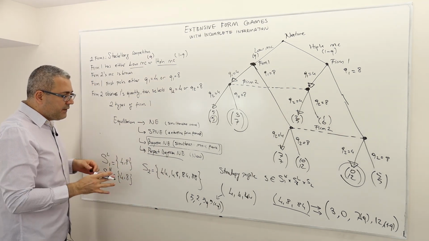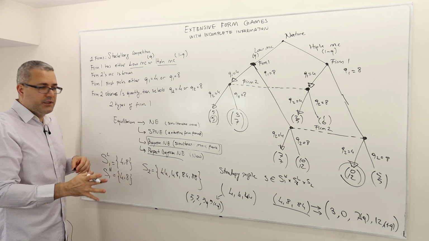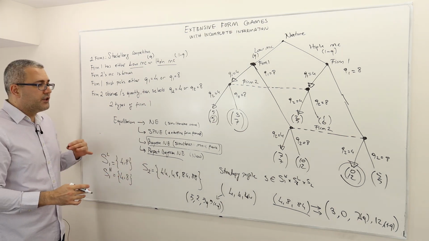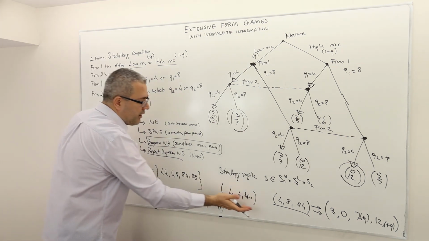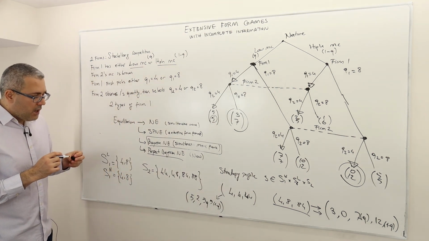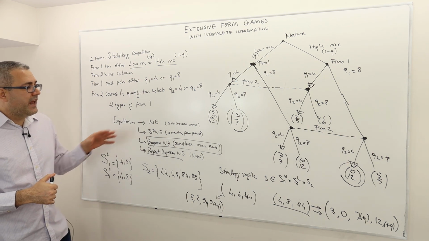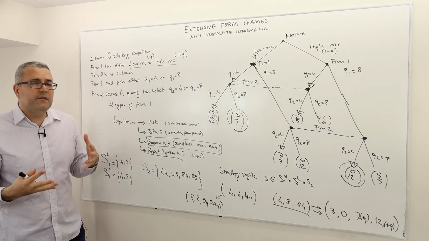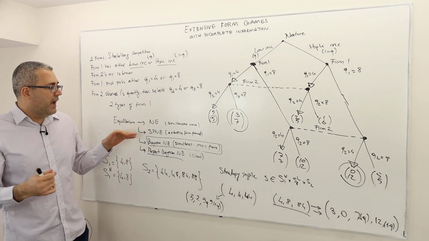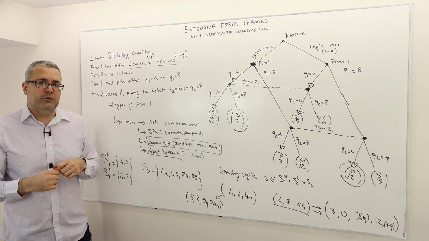So yes, this is how we write the strategy for each player and each type. And this is what a strategy profile will look like. Well, the question is, what is the Nash equilibrium of this game, or how do we find the Nash equilibrium of this game, and how do we find the subgame perfect Nash equilibrium of this game?